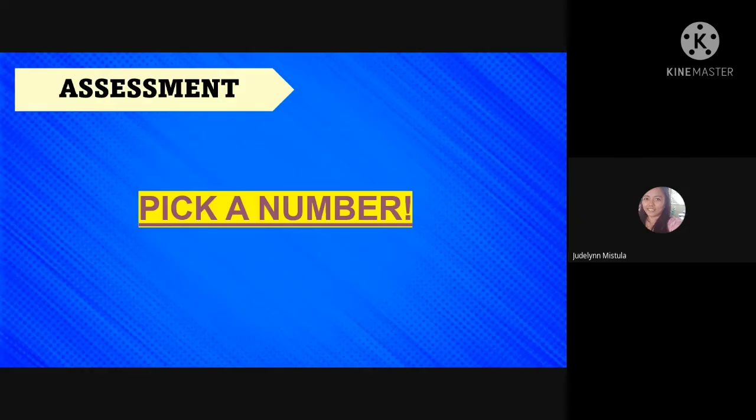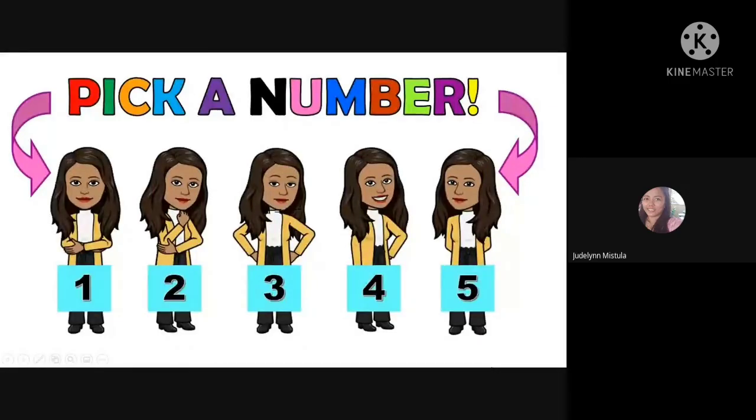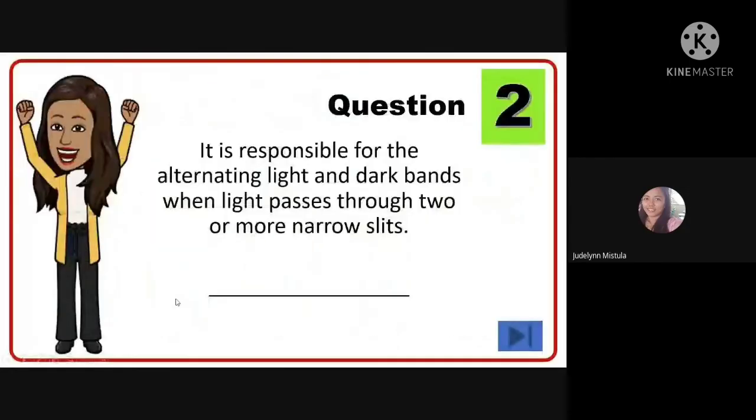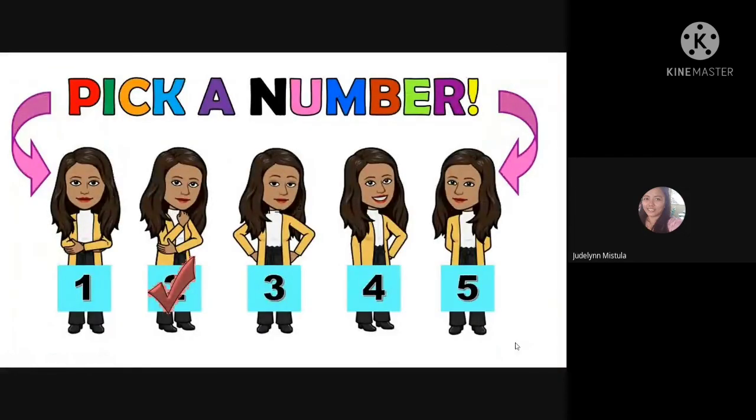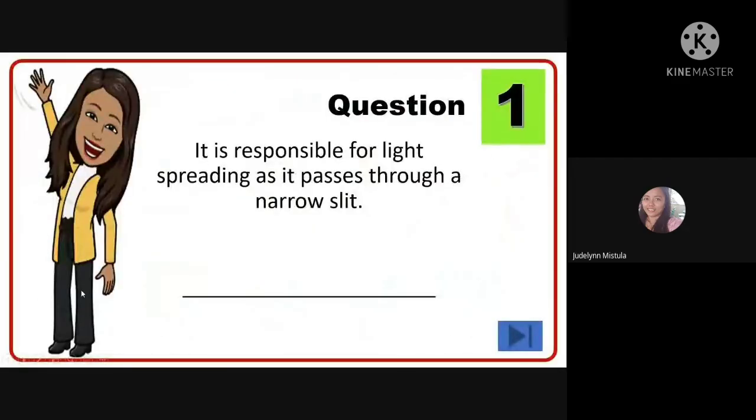This is known as pick a number. So once you pick a number, a question will be shown and you have to answer it. Let's begin. Pick a number from 1, 2, 3, 4, and 5. Number 2. It is responsible for the alternating light and dark bands when light passes through two or more narrow slits. What is it? Then choose again another number. So, number 1. It is responsible for light spreading as it passes through a narrow slit. What is it?